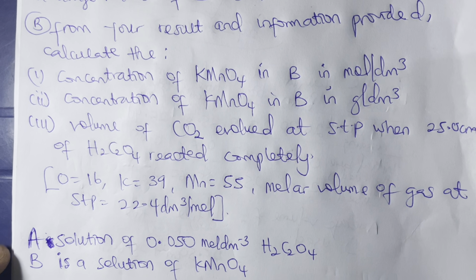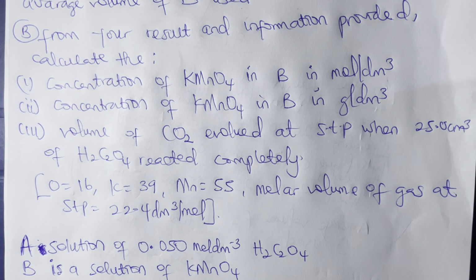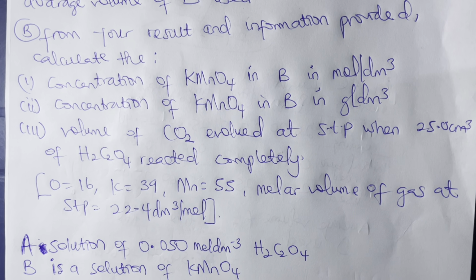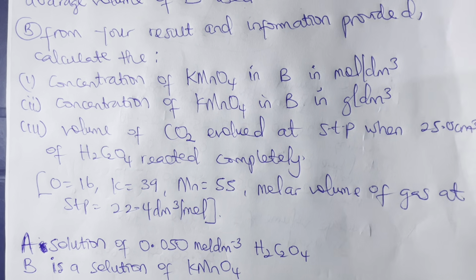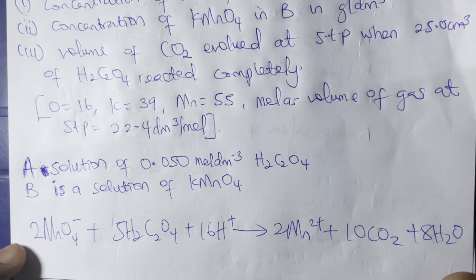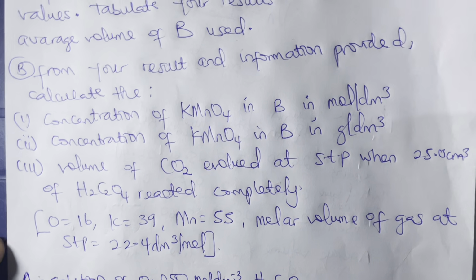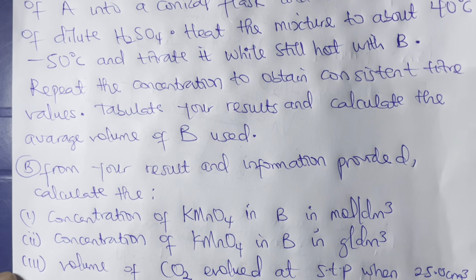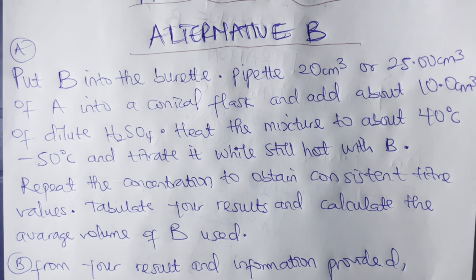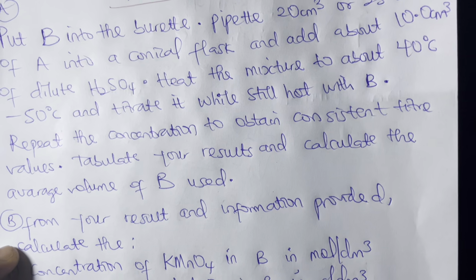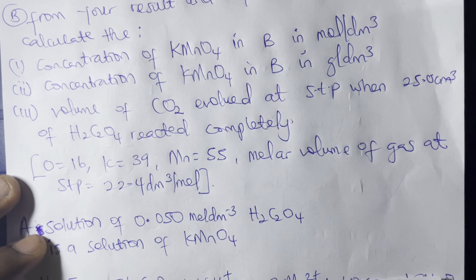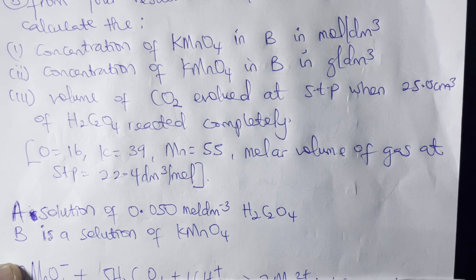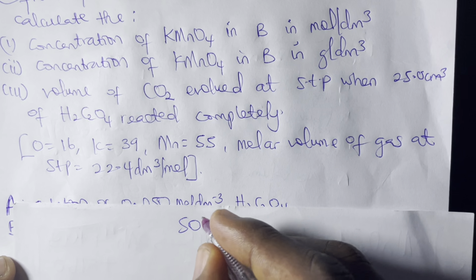Remember that in my part A video I said my average titer value is 25.50. Do you understand? 25.50. So let's look at this question together, and ensure you pause the video to write down this question or read it up properly. Now let's solve this together. For the first one, let me put the solution here.